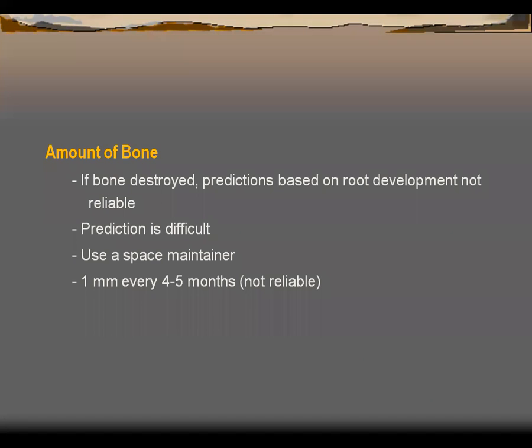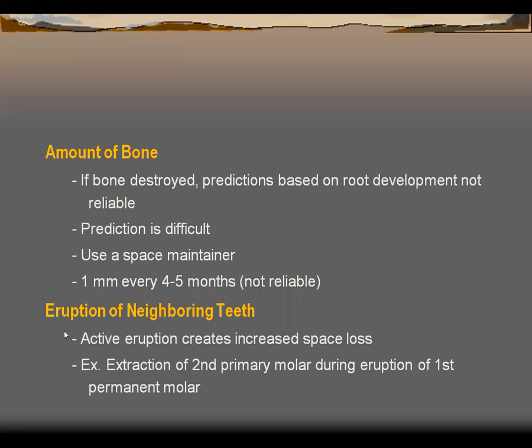According to some researchers, for every 1 mm of bone on the IOPA X-ray, the tooth will take another 4 to 5 months to erupt into the oral cavity. So for example, if on a particular succedaneous tooth you can see 4 to 5 mm of bone height, then it will take another 16 to 20 months for that particular tooth to erupt into the oral cavity. That is also important: amount of bone.